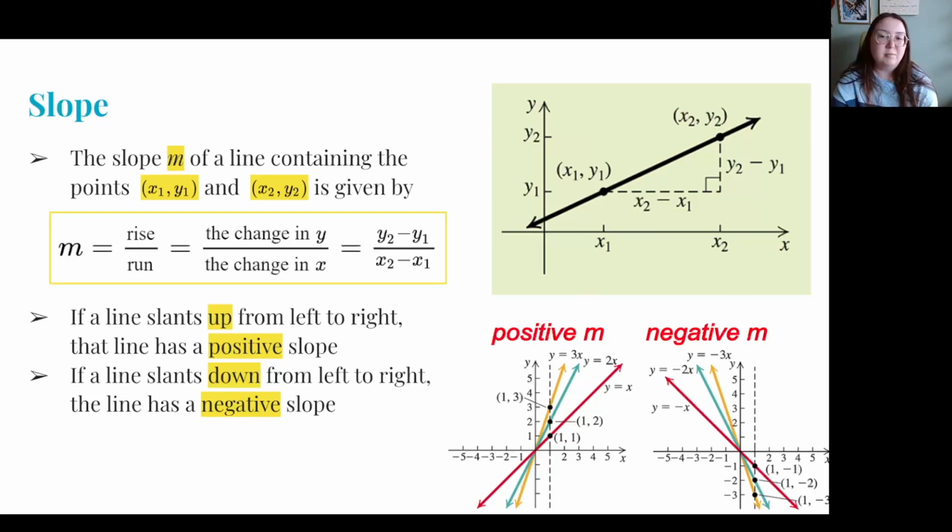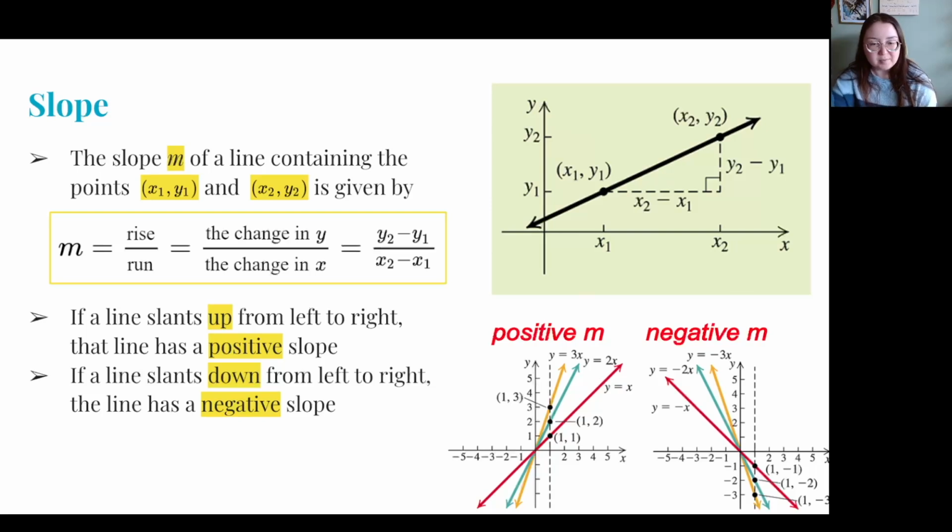And we can simplify this further. From this picture, we see the change is y sub 2 minus y sub 1, or x sub 2 minus x sub 1. And so we can divide those. Our slope equation is y2 minus y1 divided by x2 minus x1. We know those point values from our 2 points, so we can plug those into our formula and find the slope between any 2 points.